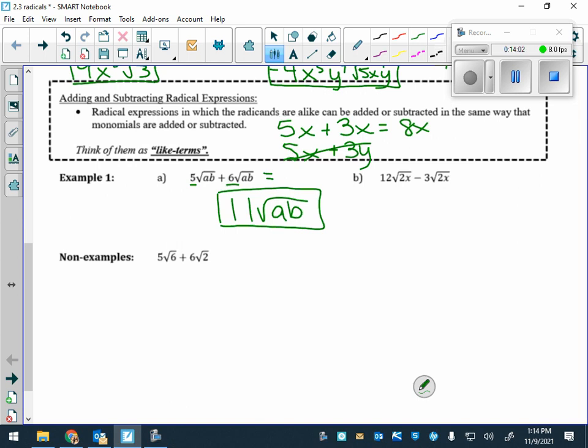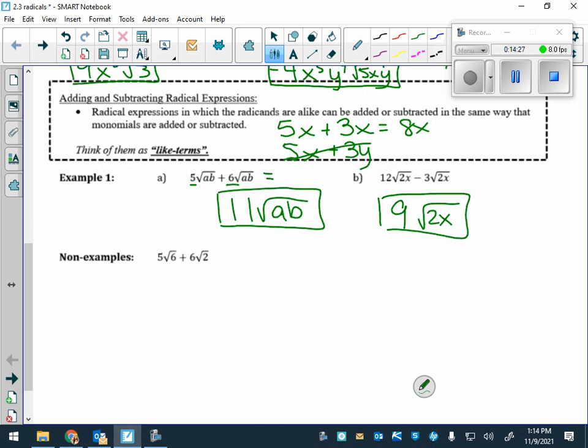Same thing applies when you're subtracting, okay? Square root of 2x, 2x, same. So I know that's going to be my answer. 12 minus 3 is what? 9. An example that cannot be done is this. 5 times the square root of 6 plus 6 times the square root of 2. Not like radicals, not like terms.